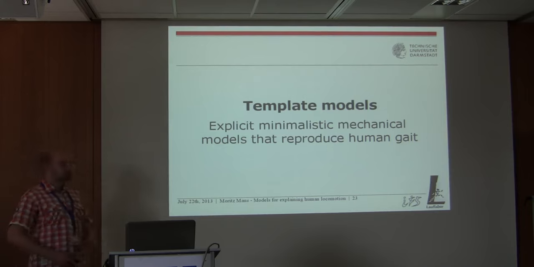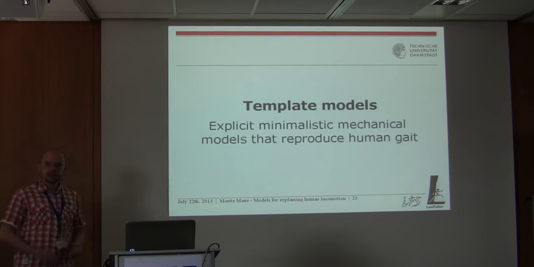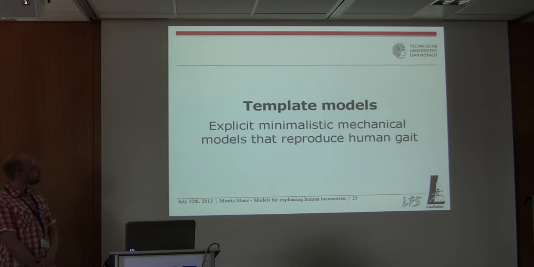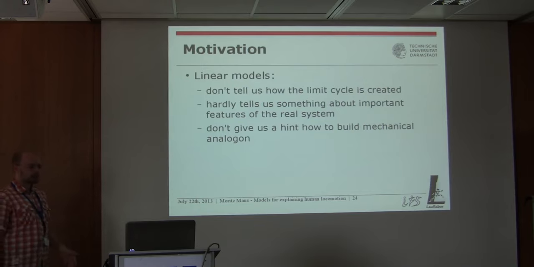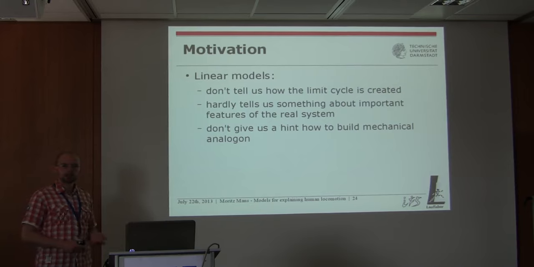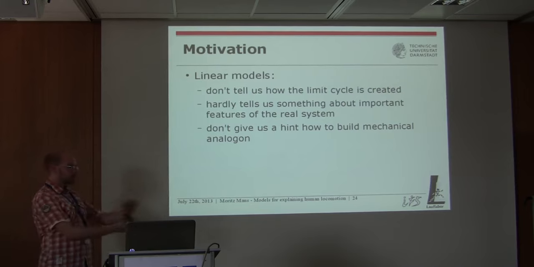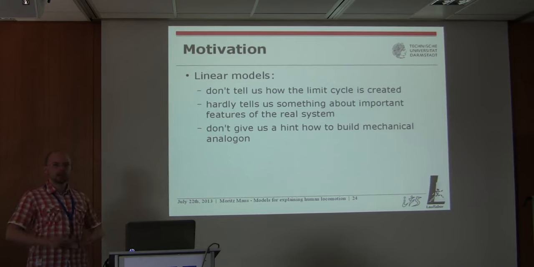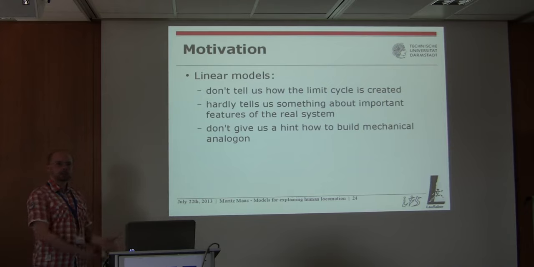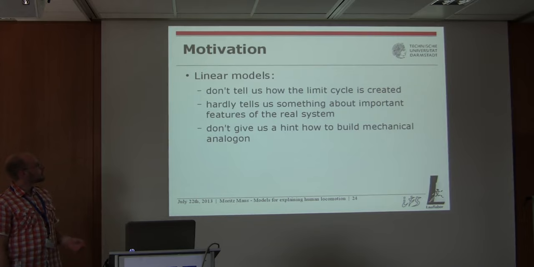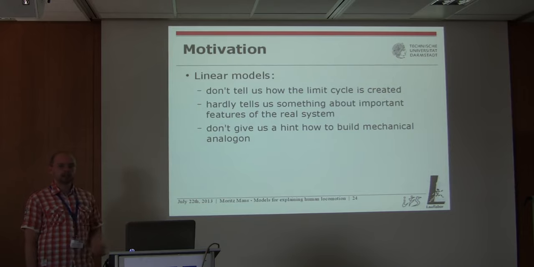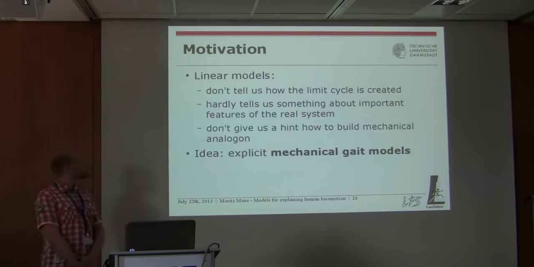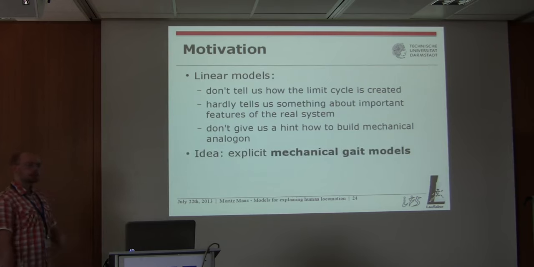Okay, so now let's come to the really interesting things, and from my point of view, where I have worked a lot with, these are template models. These are explicit minimalistic mechanical models that reproduce human gait. So the motivation is linear models don't tell us about how this gait is actually created. They don't tell us you need this leg function, you need this force in the leg, you need these elements if you want to construct a robot. They don't tell us anything about this. This is why explicit models are nice. On the other hand, you might go terribly wrong with the wrong assumptions in these models. But let's just see how far we can get.